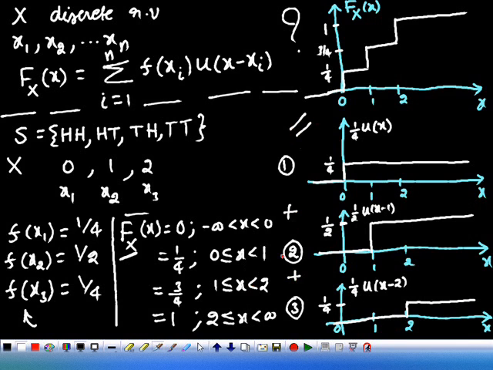See, if you add those functions, for x less than 0, this is 0, this is 0, and this is also 0. It is 0. From 0 to 1, this is 1 by 4. This is 0. This is also 0. You will get 1 by 4. From 1 to 2, this is 1 by 4. This is 1 by 2. We are getting 3 by 4. And for x greater than 2, this is 1 by 4, this is 1 by 2, and this is 1 by 4. You are getting 1. Is that right? So therefore, this Fx of x can be written in terms of these. If you add these three, we will get Fx of x.